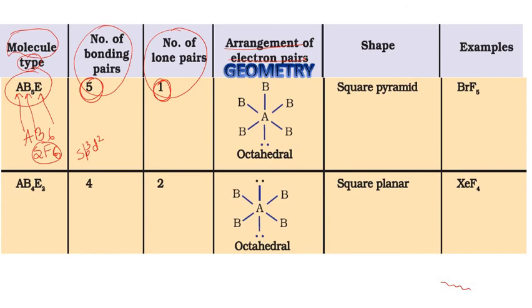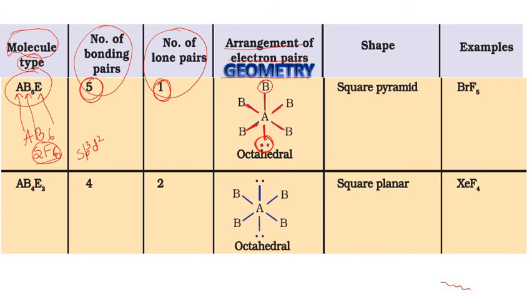The arrangement of the electron pairs, which is nothing but geometry, includes a lone pair as well as bond pairs, right? So 5 plus 1 is 6. So 6 is the number of B atoms in the case of SF6, but in the case of AB5E, one of the positions is occupied by a lone pair and the remaining 5 are represented here, right? So these four occupy the four corners of the square. One will be present above and the other one below, that is a lone pair, right?